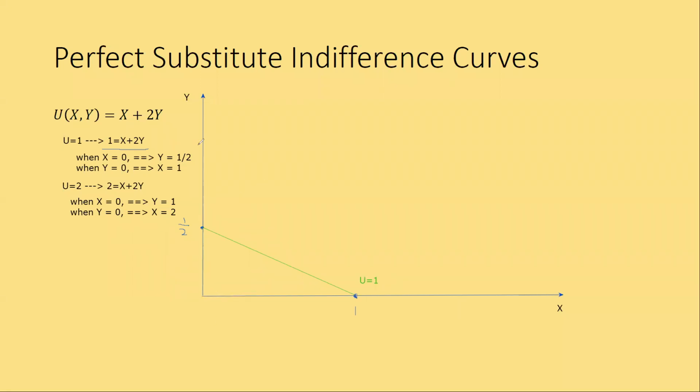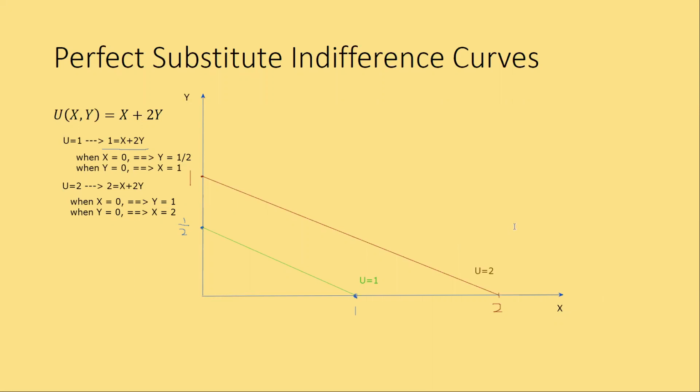when x equals 0 on the y-axis, y equals 1, so it passes through this point, 0 and 1. And when y equals 0, x equals 2, so let's say this is 2, it passes through this point, 2 and 0, on the x-axis. The indifference curve is then going to be a straight line connecting these 2 points. So this is the indifference curve for u equals 2.